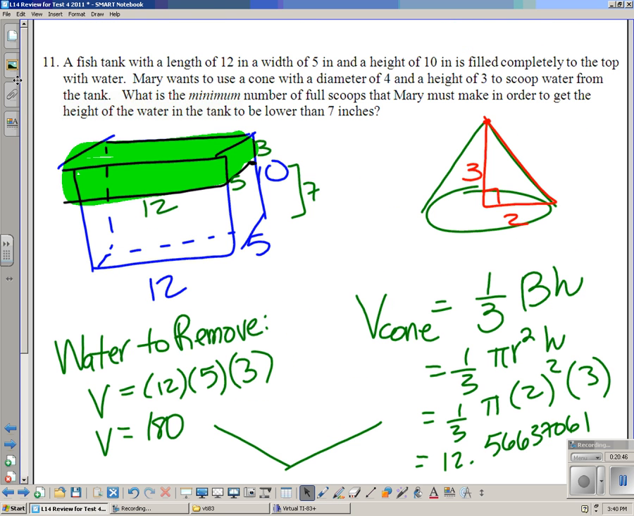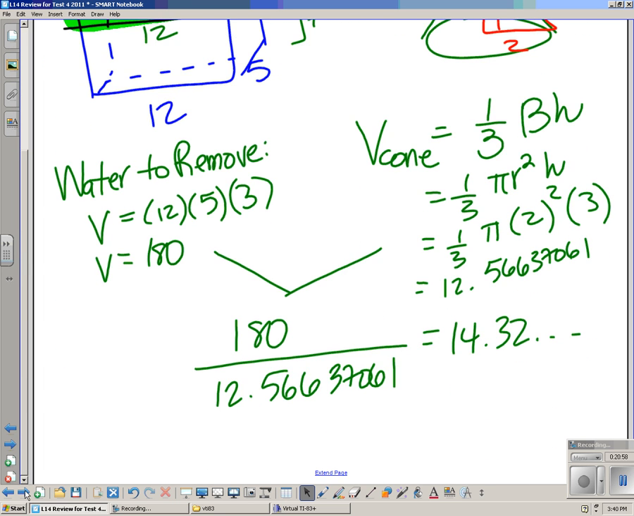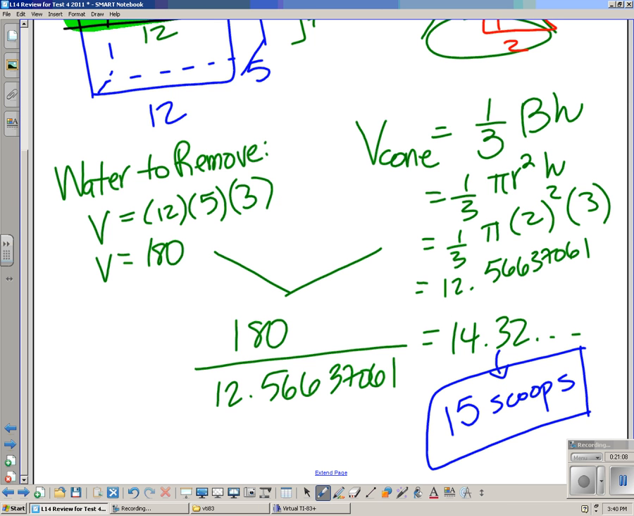The question said, what is the minimum number of scoops that Mary must make in order to get the height to be lower than 7? If we only scoop 14, we're going to be higher than 7, so that's no good. So we're going to round this number. We're not even rounding, we're just interpreting. We're making this number 1 bigger, because otherwise we're not going to get enough water out. So 15 scoops would be the final answer.